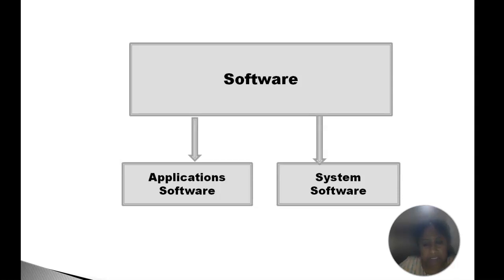This second one is the system software. What is meant by system software? System software operates and controls the hardware. System software provides a platform for application software.